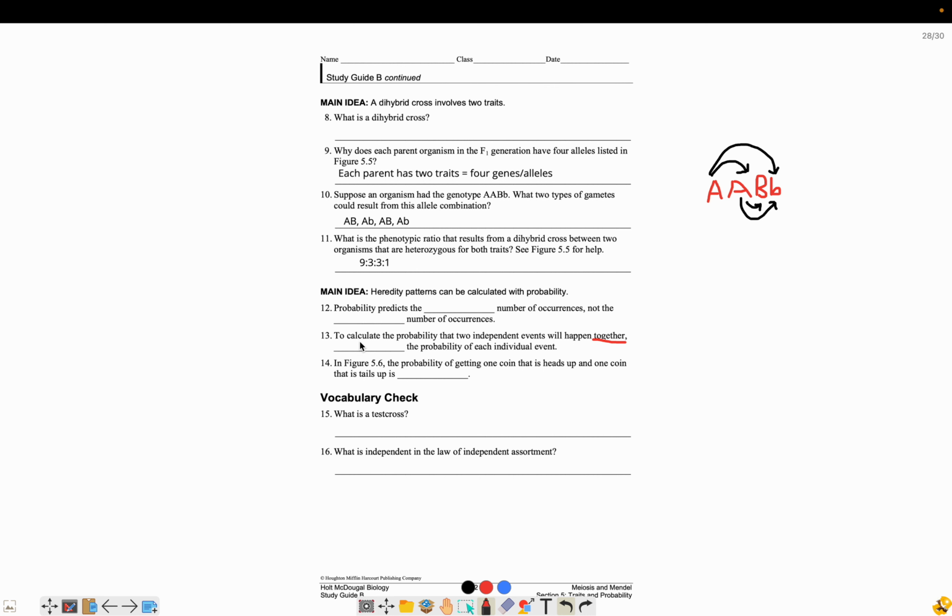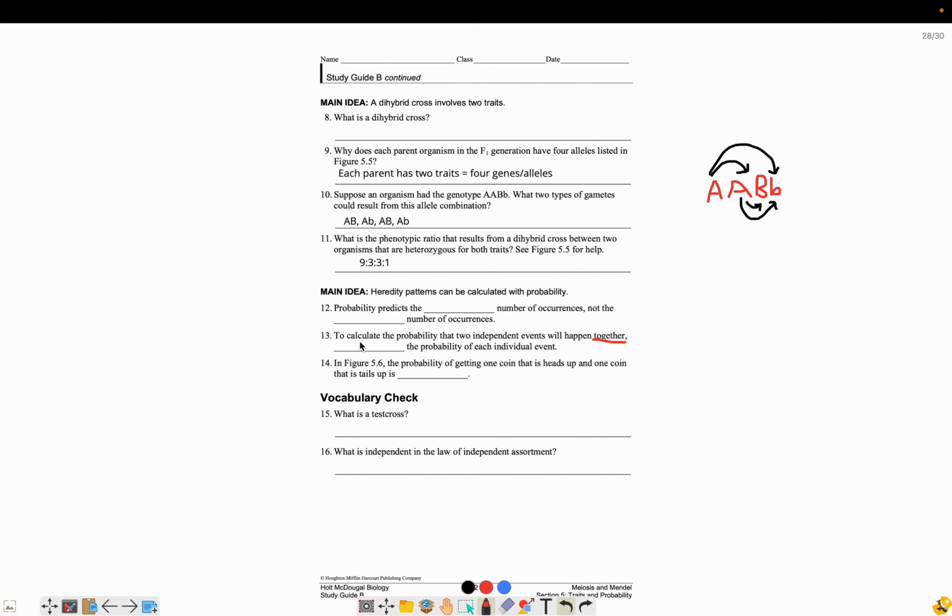All right, this law number 16, I gave that to y'all on the last recording, but the law of independent, what is independent in the law of independent assortment? It would be the genes, the alleles. The alleles separate and are inherited independently of each other.